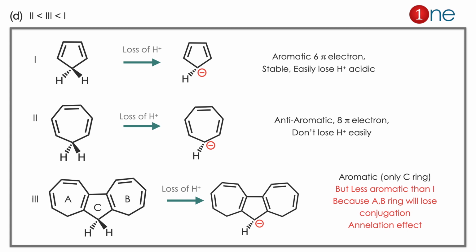So the highest acidity will be 1, then next comes 3, finally comes 2. So the answer is clearly D. Here the concepts you have to learn are: aromaticity increases the acidity, and annulation effect decreases the effect of aromaticity.